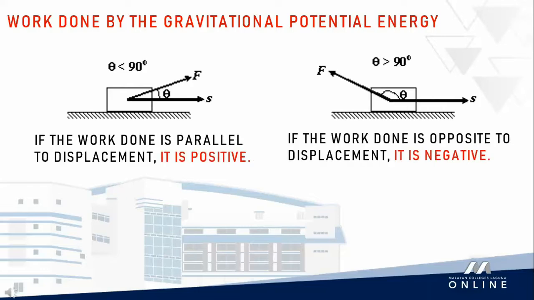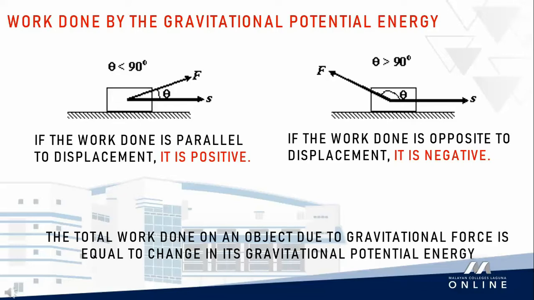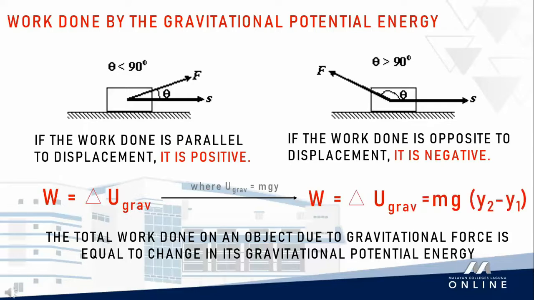The total work done on an object due to the gravitational force is equal to the change in its gravitational potential energy. In equation, we can express this as W sub total is equal to delta U gravity. Let us substitute the value of gravitational potential energy from our previous equation, where U is equal to mgy. There is a change in elevation and therefore a change in gravitational potential energy. Therefore, we will treat y as y sub 2 minus y sub 1. The final equation would be total work is equal to mg times y sub 2 minus y sub 1.